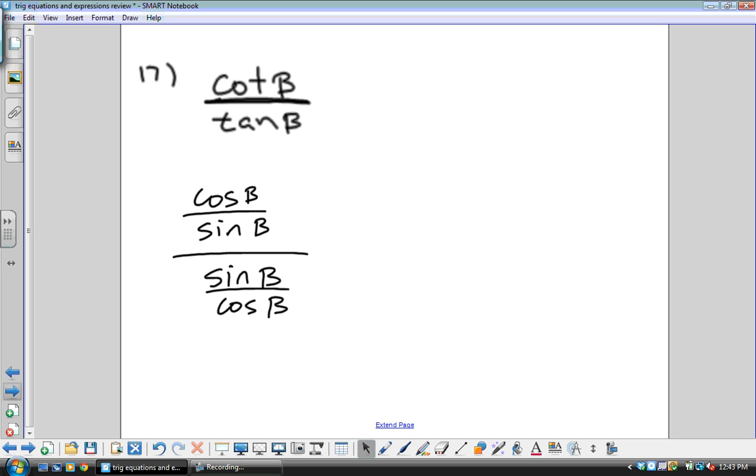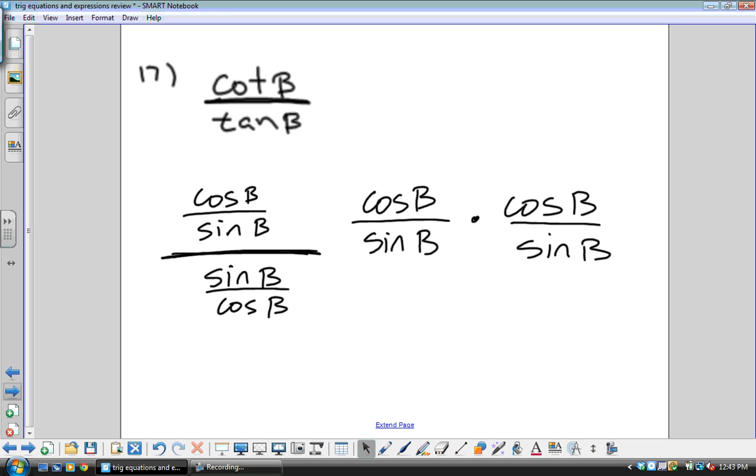Okay, now we've got some complicated division there, so let's do this. Let's change this, instead of dividing or a complex fraction, into multiplying here by the reciprocal. So we'll take the numerator here, which is cosine b over sine b, and multiply it by the reciprocal. So that reciprocal would be cosine B over sine B. Okay, so that did the reciprocal there. Now, when we multiply this out, we're going to get cosine squared B over sine squared B. So recall, cosine over sine is cotangent, so this would just be cotangent squared B.